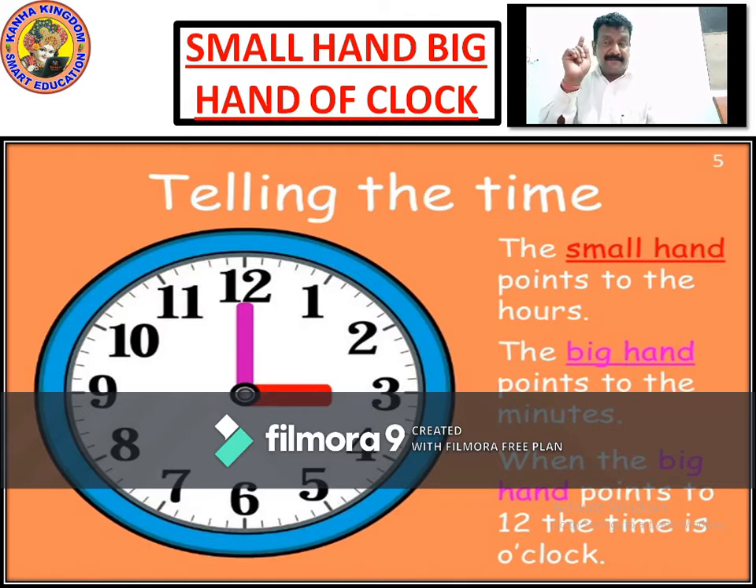It takes 60 minutes. So this is how the time is to be read. Big hand and small hand. The small hand is for hours, the big hand is for minutes. Please write this down.